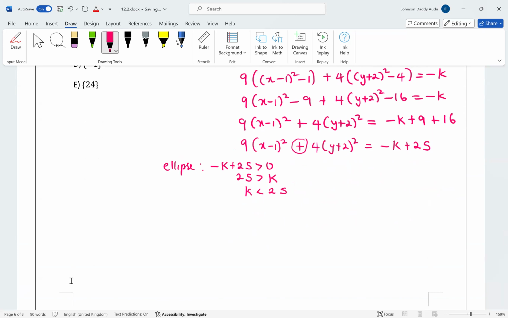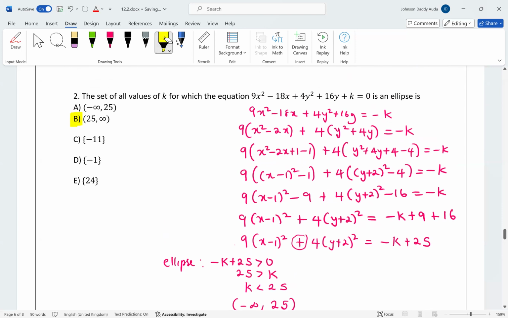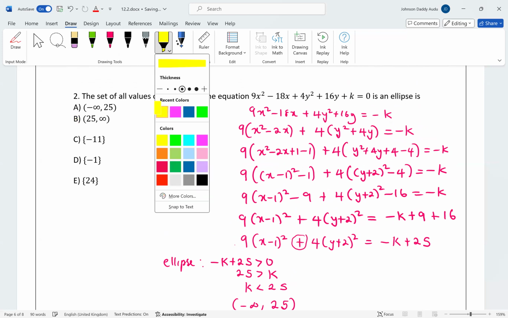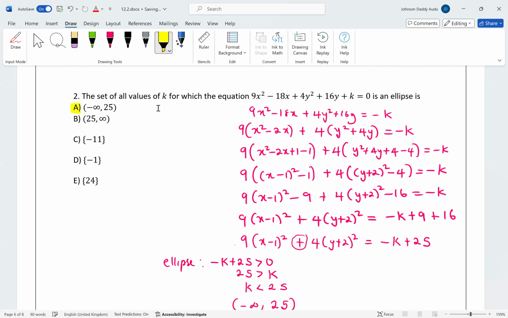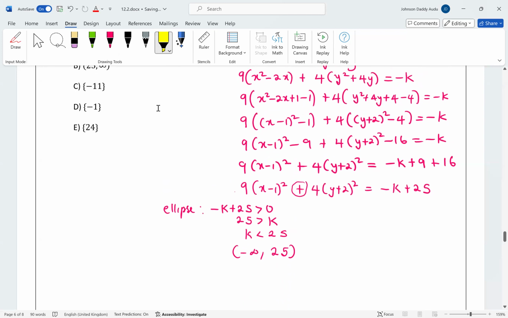So it means k can be any number between minus infinity and 25. So the answer is A, not B. All right.